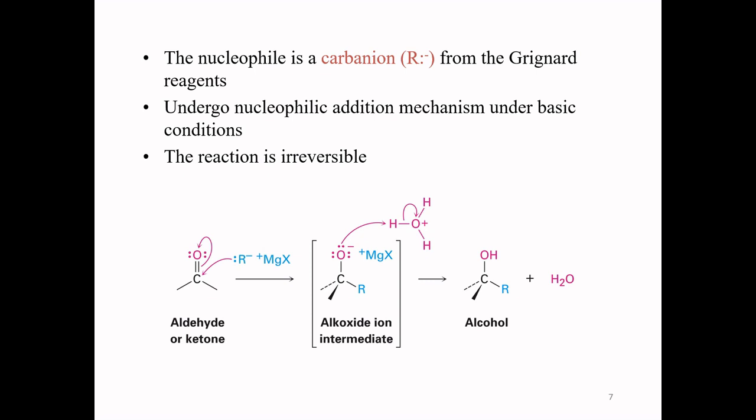We always know that Grignard reagent contains a nucleophile, which is the carbanion R-, which can undergo a nucleophilic addition mechanism under basic condition, and the reaction is irreversible. What does it mean by irreversible? This means that if we have an aldehyde or ketone and we use Grignard reagent to transform it into an alcohol, we can no longer produce the aldehyde or ketone unless we oxidize the alcohol using another reagent.